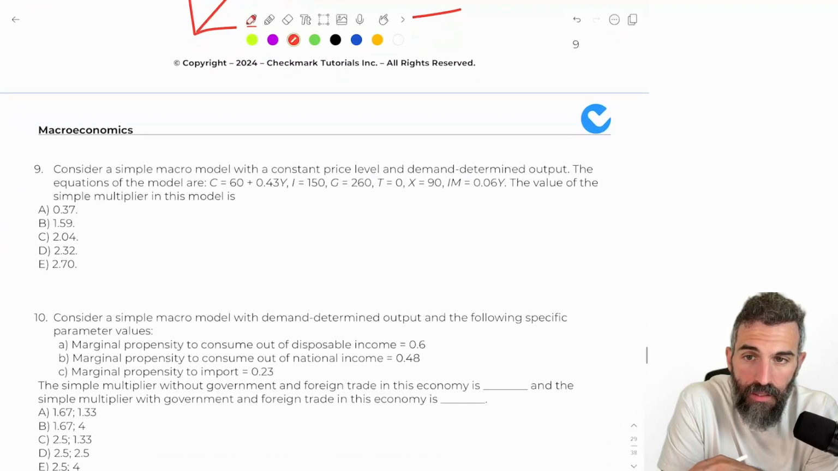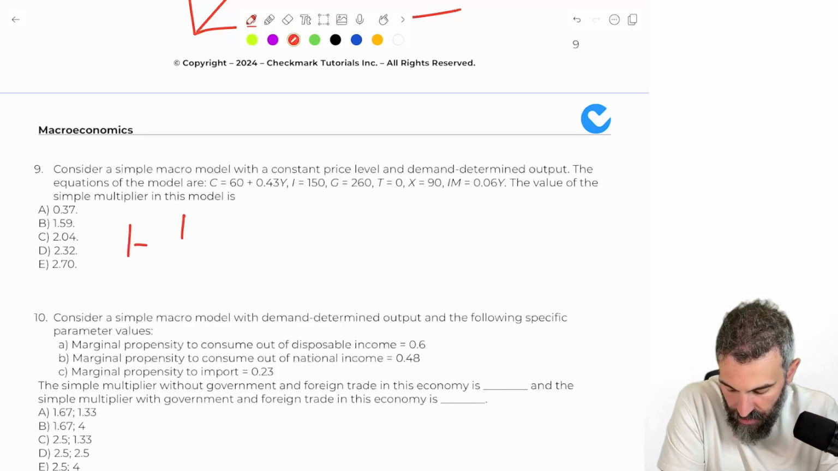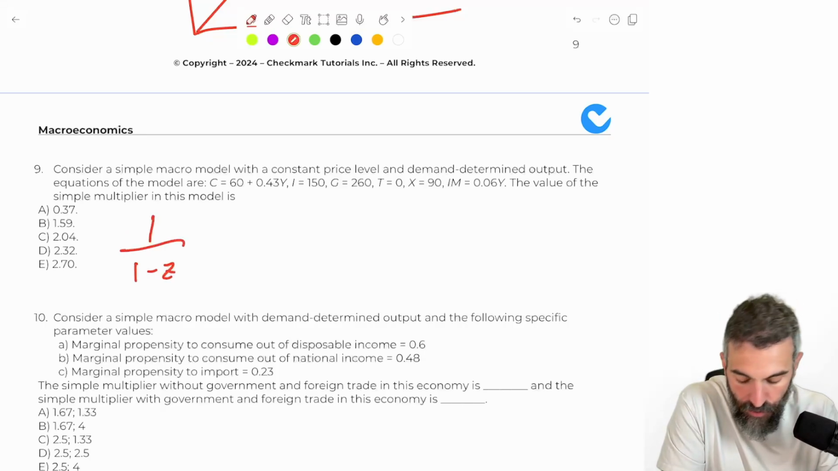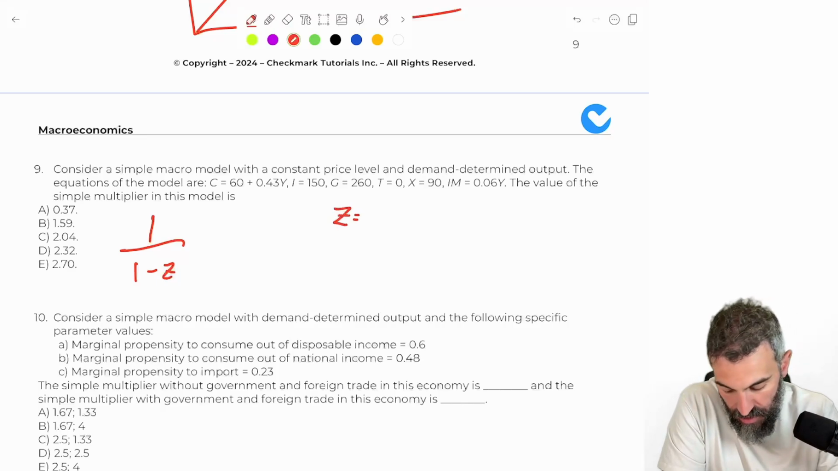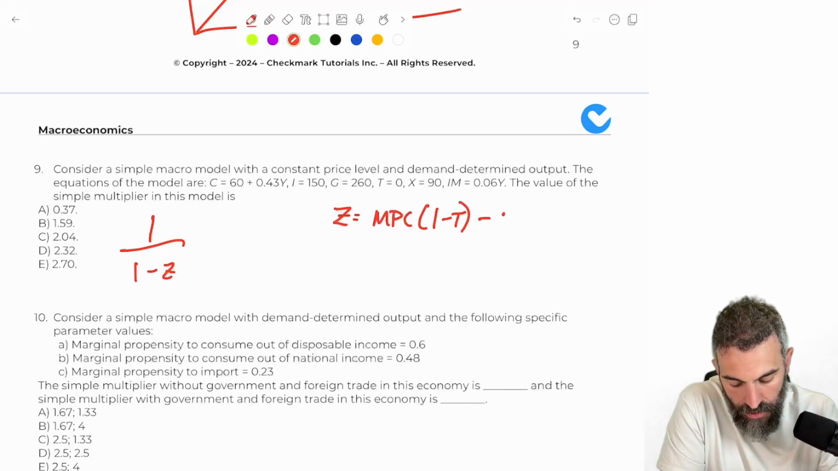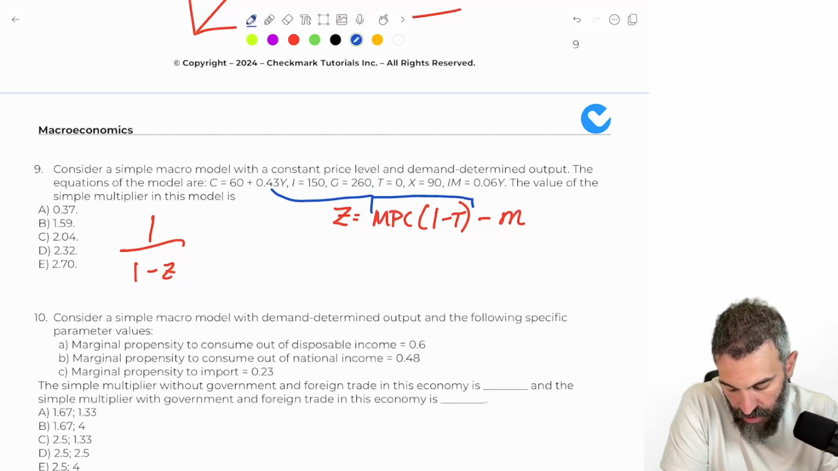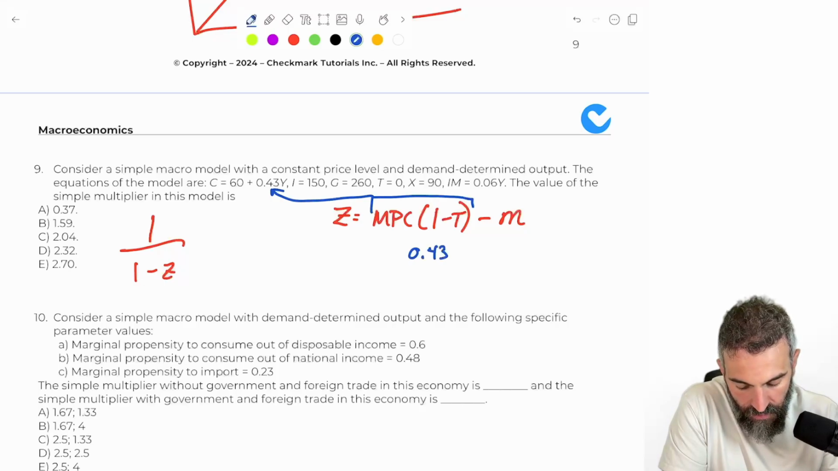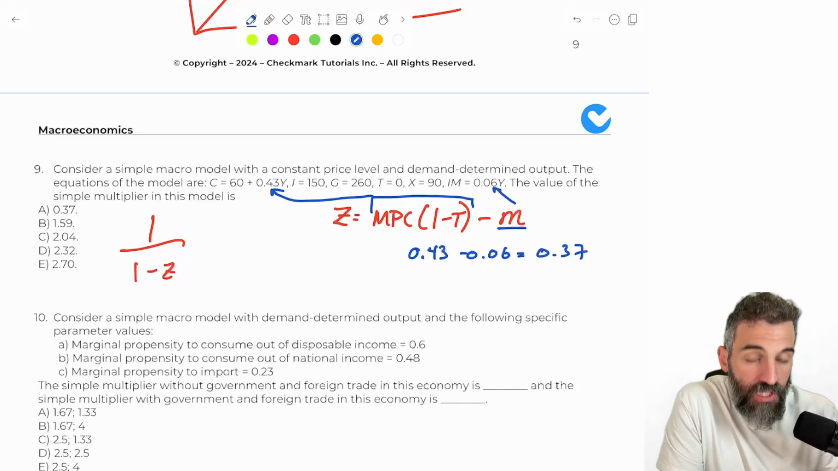Number 9. The value of the simple multiplier in this model. Okay, so if you're asked to find the simple multiplier, remember the formula, 1 over 1 minus Z. But when we have government and when we have international trade, you need to remember that Z is not just MPC, but it's the MPC out of national income, minus your marginal propensity to import, and we have those things. We talked earlier about how we have this in the equation right there, so that's 0.43, and we have M right here. So the marginal propensity to spend is 0.37.